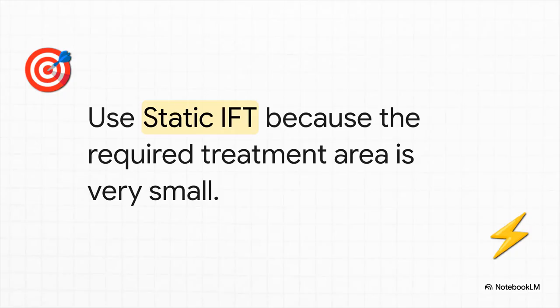Let's do a couple rapid-fire clinical scenarios so you can see how this works. Scenario 1. A patient comes into your clinic with a highly localized, super-specific trigger point. What do you do? Well, the solution here is to use static IFT. Because the required treatment area is very small and precise, you want that interference field to remain perfectly still, sitting right on top of that specific tissue lesion. You absolutely do not want a vector scan sweeping away from the target here.